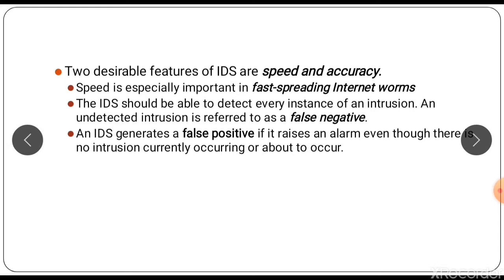An undetected intrusion is referred to as a false negative. The IDS generates a false positive if it raises an alarm even though there is no intrusion currently occurring or about to occur. Two aspects of IDS accuracy are again sensitivity and selectivity. High sensitivity implies a low false negative rate, while high selectivity implies a low false positive rate.